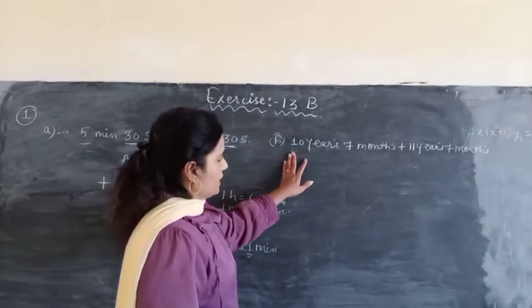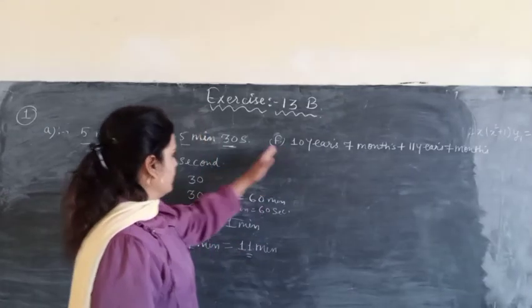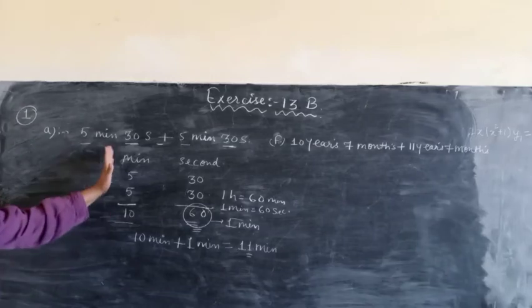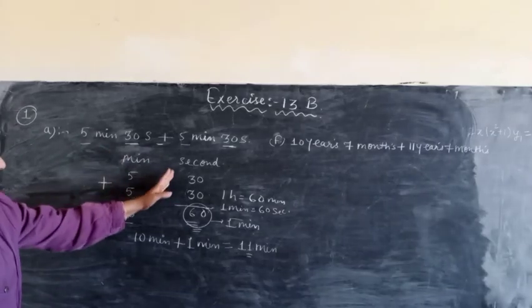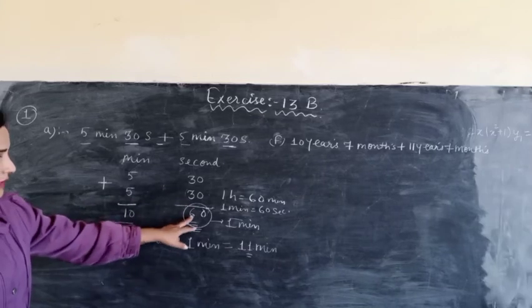The other questions, B, C, D, are also the same. You can do them very simply: write the proper minutes and seconds, add these minutes and seconds, and convert the seconds into a minute.